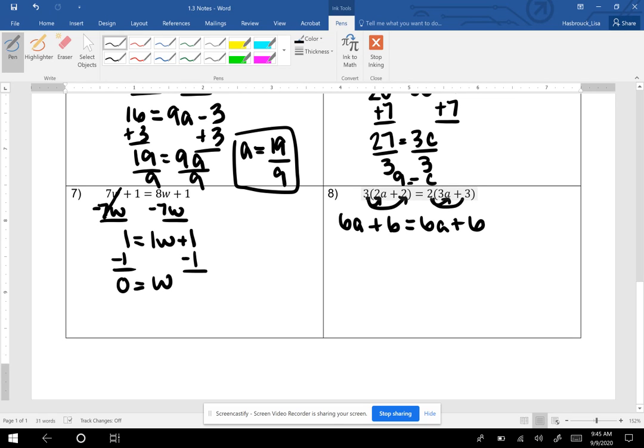Now I'm going to move the a. So keep in mind it's really important that you move the variable first every time. It can kind of confuse students if you don't move the variables first. So to move it, I'm going to subtract 6a from each side.